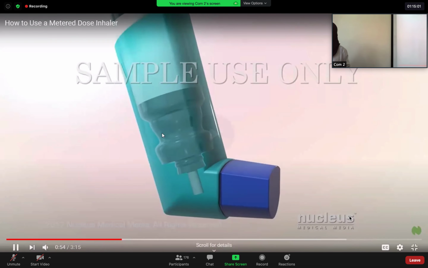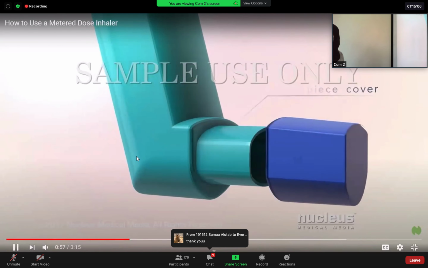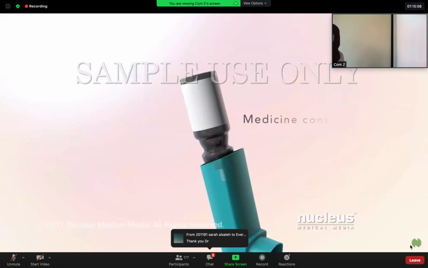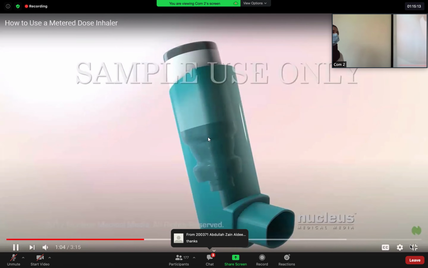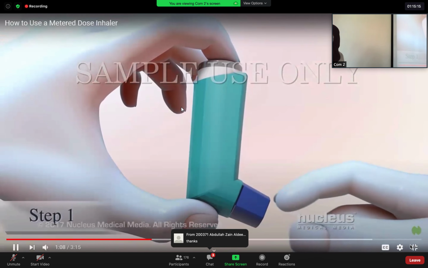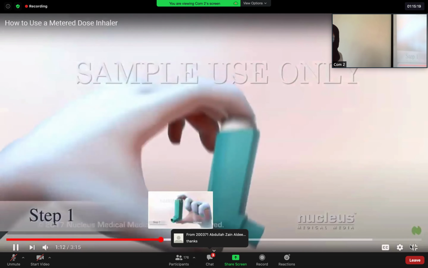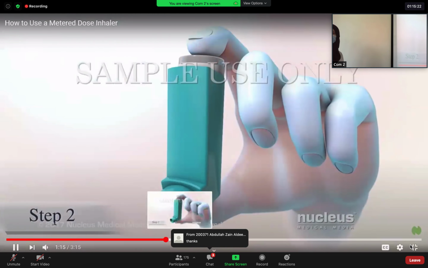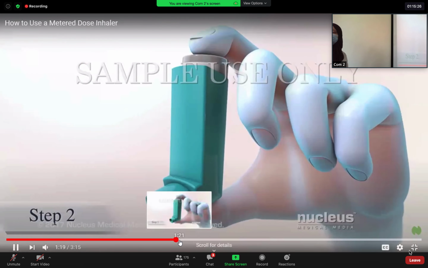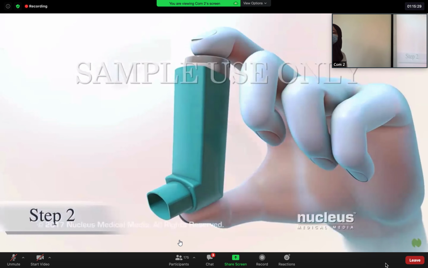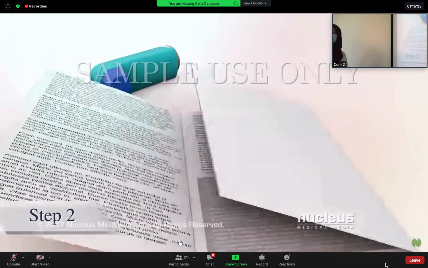That's fine. It has three main parts: the mouthpiece cover, the plastic sleeve with the mouthpiece, and the medicine container. So this is basically powder, or ultrafine powder. Before using your metered dose inhaler, remove the mouthpiece cap and shake the inhaler. If this is the first time you are using your inhaler, or if you haven't used it in a while, you may need to prime it. See, what comes out is really powder, and that will be deposited into the lung.